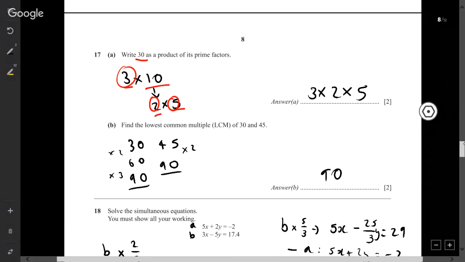B. Find the lowest common multiple of 30 and 45. So all I did here is I just wrote out all of the multiples. So 30 times 1 is 30, times 2 is 60, times 3 is 90. 45 times 1 is 45, times 2 is 90. Oh, okay, well, there we go. Here's our lowest common multiple, 90.